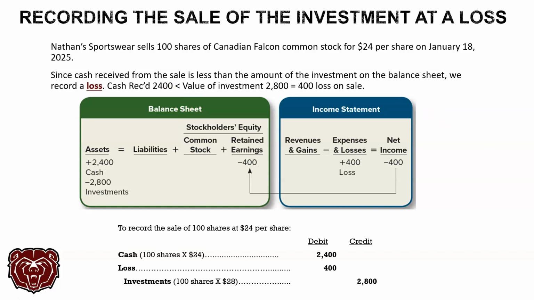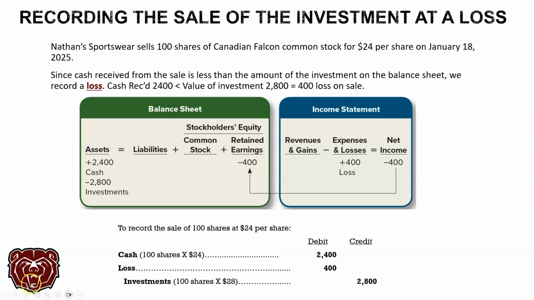You increase the expenses and losses category, which decreases net income, which decreases retained earnings. Here we did get cash, so we're going to increase the cash by $2,400, but we're going to reduce the investment by the book value. Okay. Here we can see everything lines up. We have a negative 400 total decrease to assets and negative 400 decrease to retained earnings. Your equation balances, your debits equal your credits.